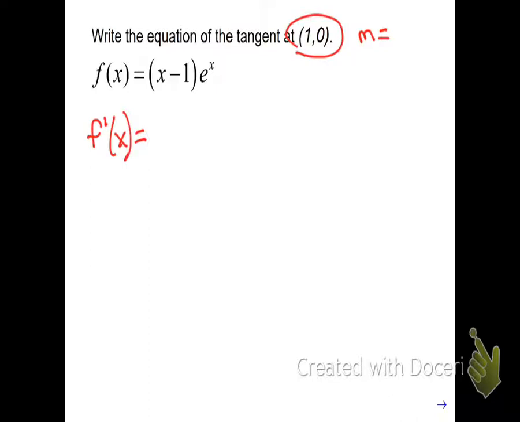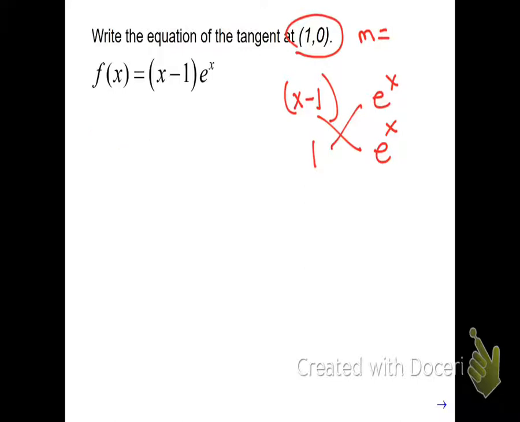So I'm going to separate my two factors, x minus 1 and e to the x. Write down the derivative of both of them. The derivative of x minus 1 would be 1. The derivative of e to the x is e to the x. And crisscross, the derivative will be, let me rewrite that, I don't have enough space.